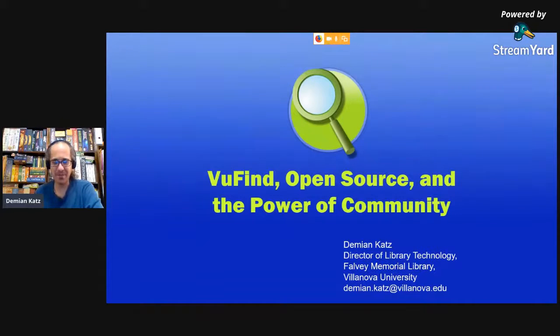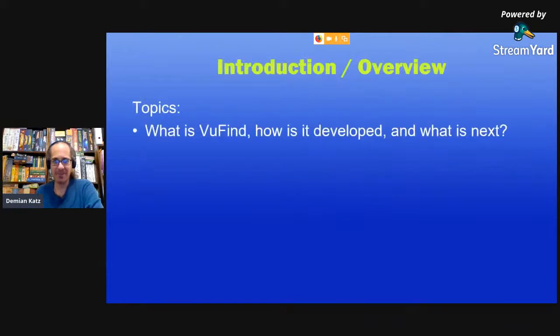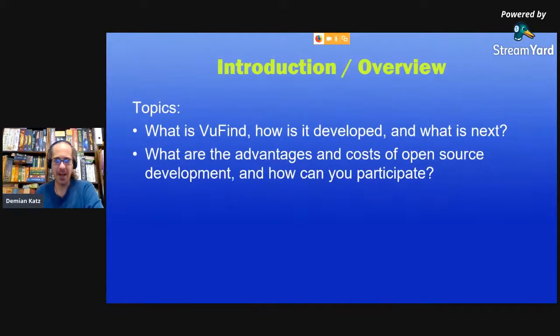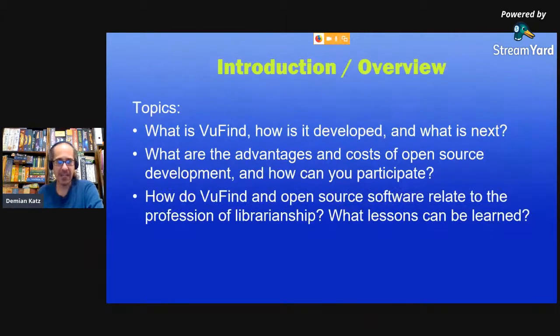I've been the lead developer of the VuFind project for about 10 years, and I've been a big fan of open source technology for longer than that. I'm here to talk about a few things. First of all, I will tell you a little bit about VuFind, what it can do, how it's developed, and what's coming up. I'll then step back and talk about open source software development more broadly, the advantages and costs of using it, and how anyone can participate. And finally, I'll talk about how VuFind and open source relate to the profession of librarianship, and what lessons we can learn as library professionals and software developers about the future.